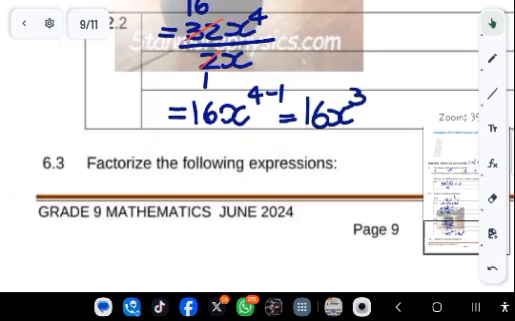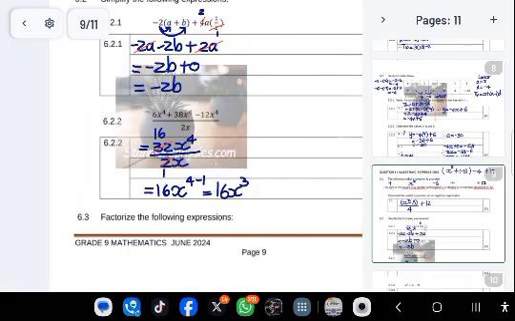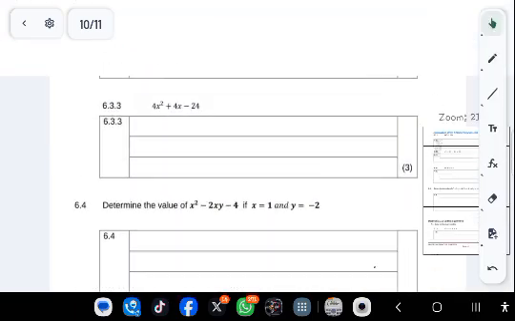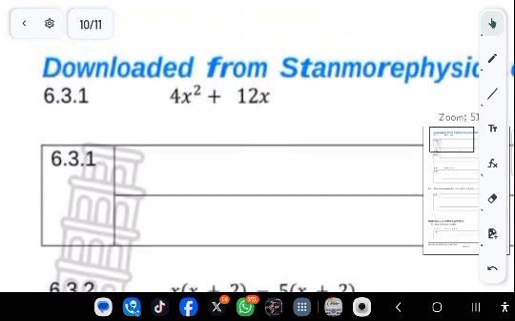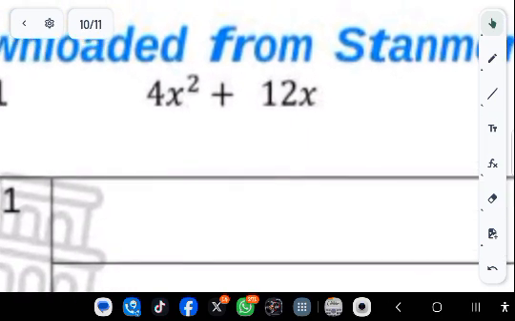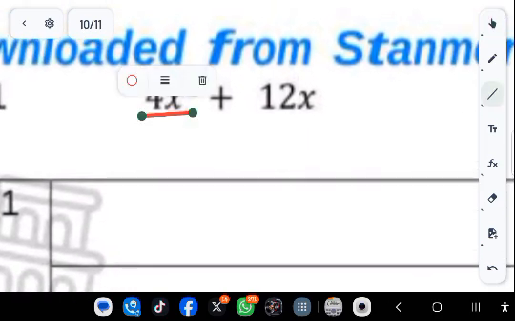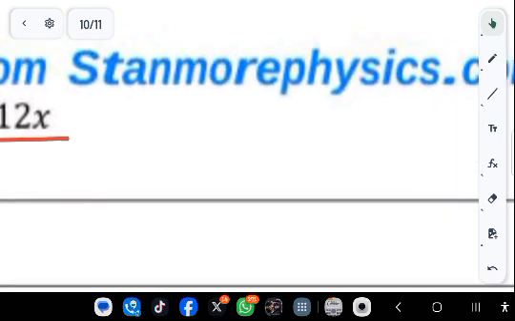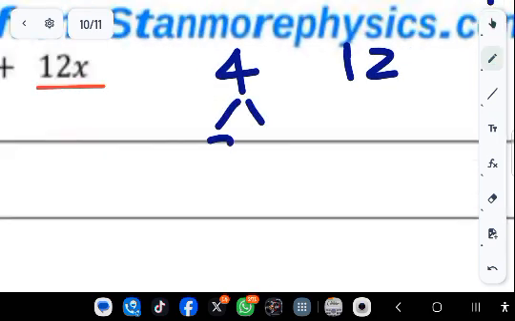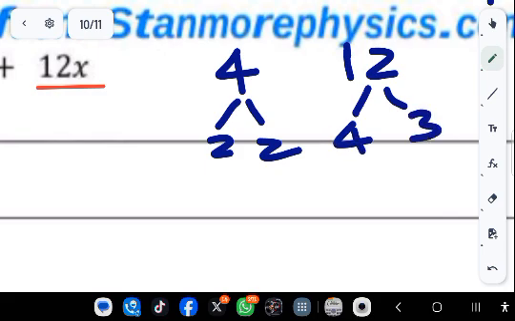Next, factorize the following expressions. That's 6.3. Now people struggle with this one. I'm going to show you how easy it is to factorize when you know what you're doing. Alright, now let's factorize this one. The first thing you need to do here is to take out a common factor. What is the common factor? We've got 4x squared and then we've got 12x. Start with the numbers. Find the highest common factor of the numbers 4 and 12. What is the highest common factor of the numbers 4 and 12? Okay, let's find the highest common factor. And that will be 4, 3, 2, and 2.